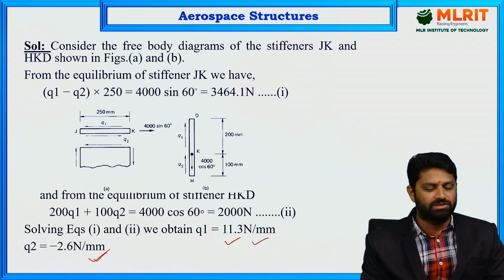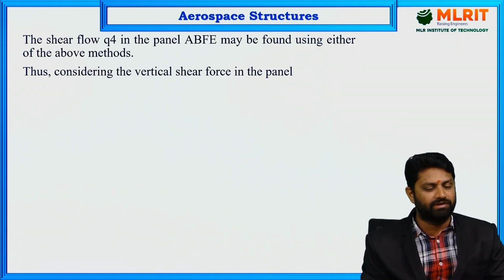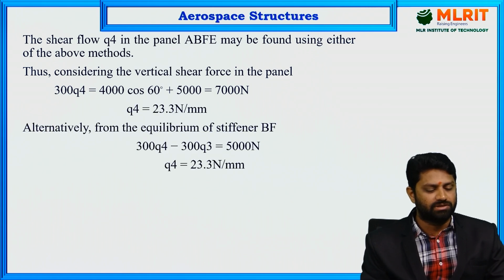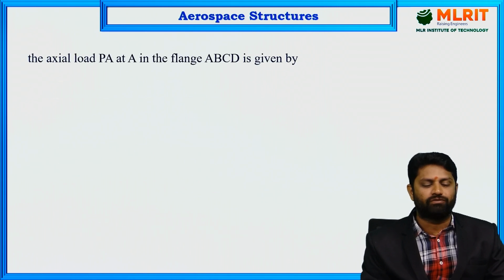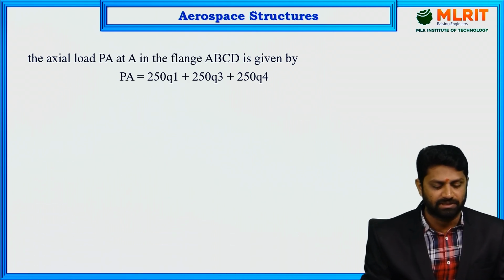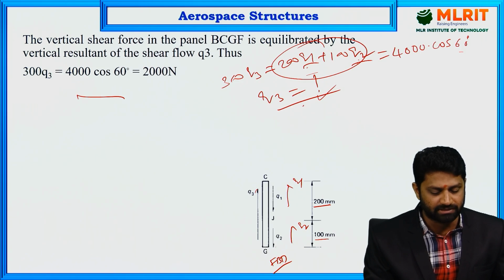So once the shear flows are done, the important thing we need to calculate is the forces in the flanges. So that also we will see, how we will calculate the forces in the flanges. First let's consider the first flange, that is ABCD, and in this flange let us consider PA as the axial load in the flange, such that we can write the equation. It's better to look at the diagram and see.